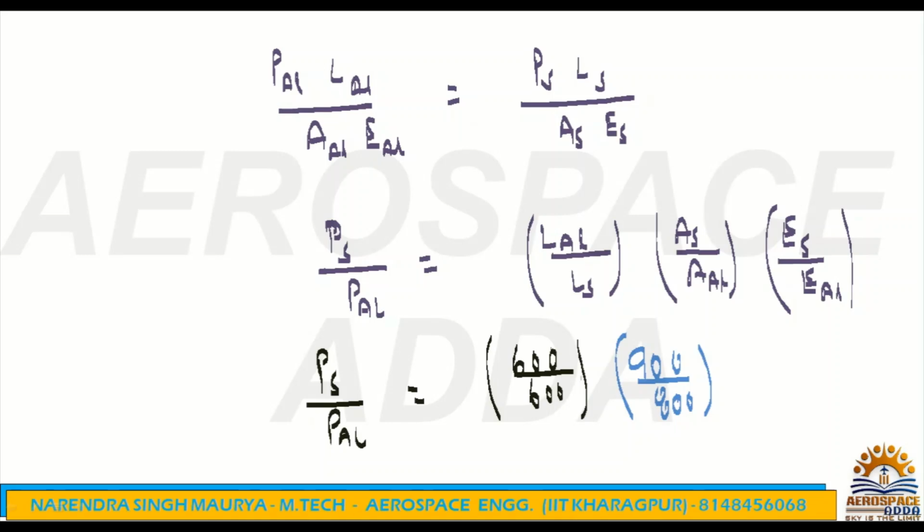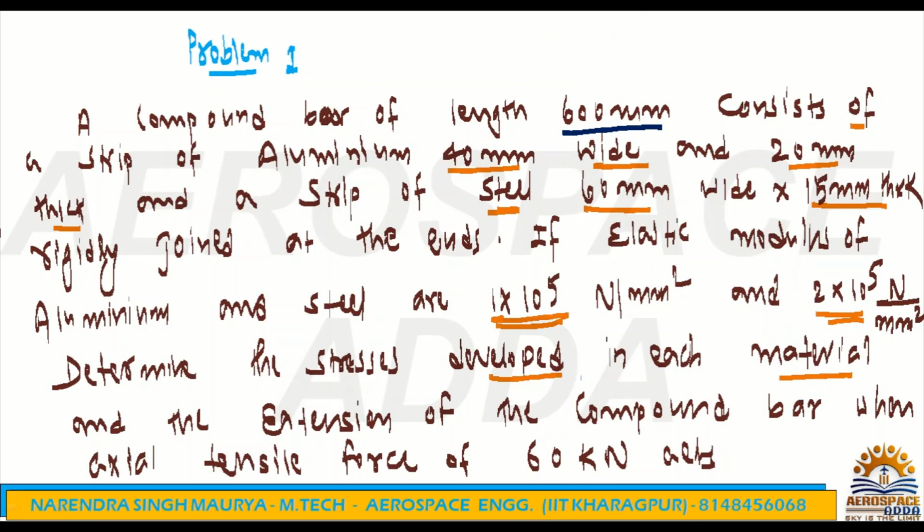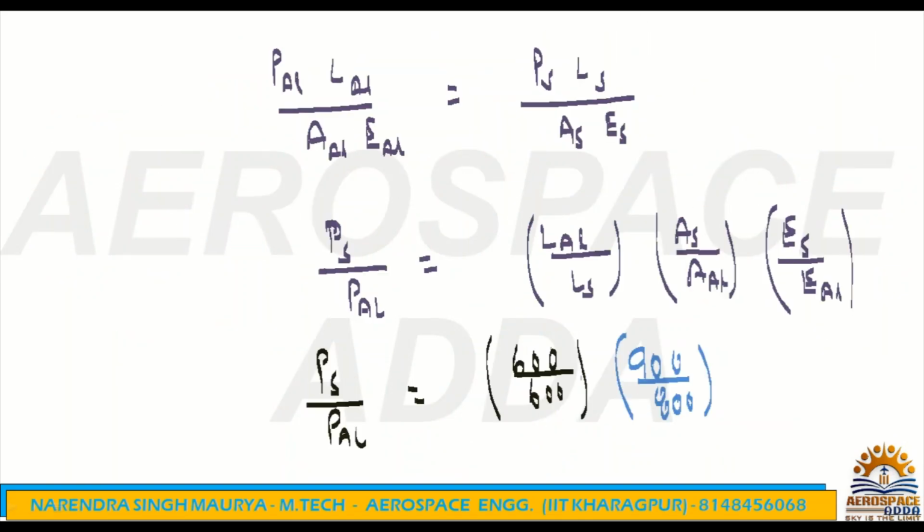And Young's modulus is given here. For aluminum it's 1 into 10 to the power 5, and for steel it's 2 into 10 to the power 5. So steel is 2 into 10 to the power 5 divided by aluminum, which is given as 1 into 10 to the power 5. Now you have to solve it.